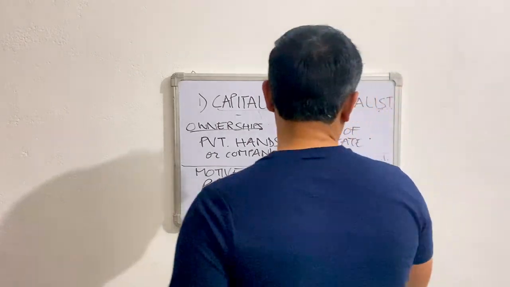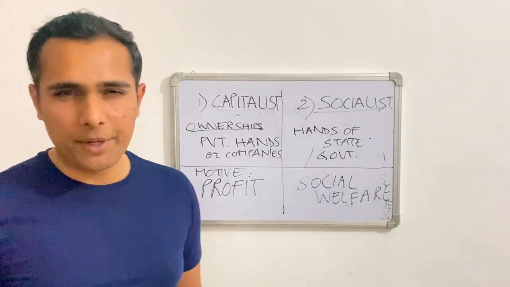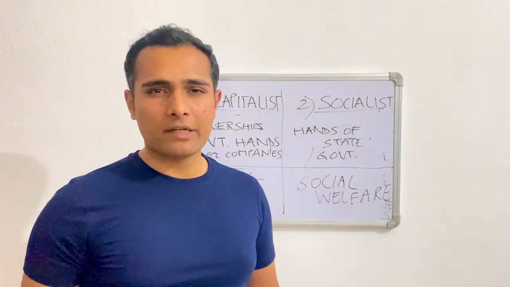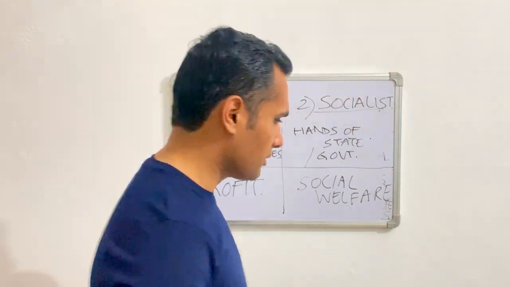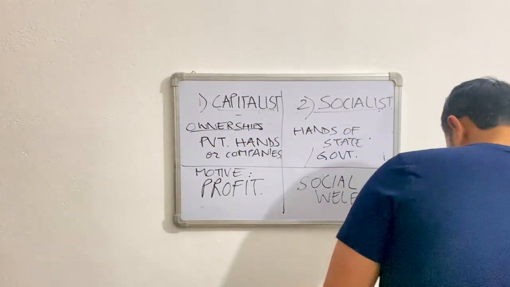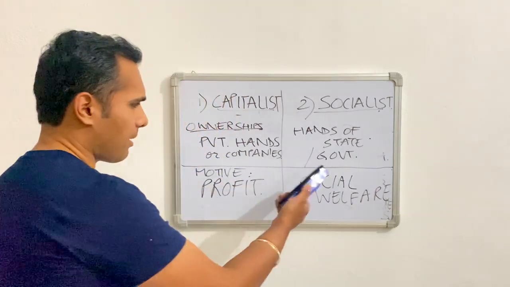Since over here the ownership is in the hands of the government, the government is basically aimed at social welfare, or the welfare of the masses. So these are the two most basic differences. Now let me give you a few examples of these two.